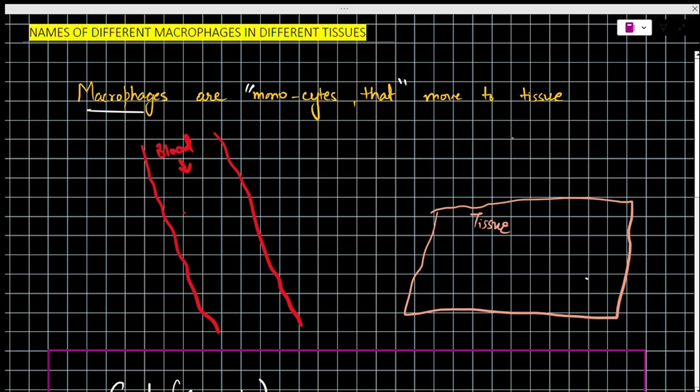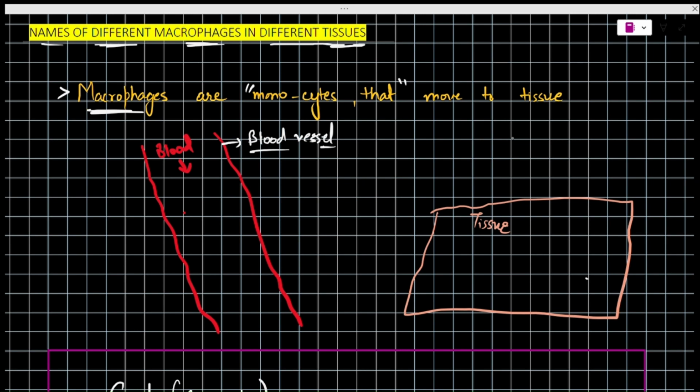In this class, let us learn about the names of different macrophages in different tissues. First of all, what are these macrophages? Well, let us start with this blood vessel. Now this blood vessel contains many kinds of cells.